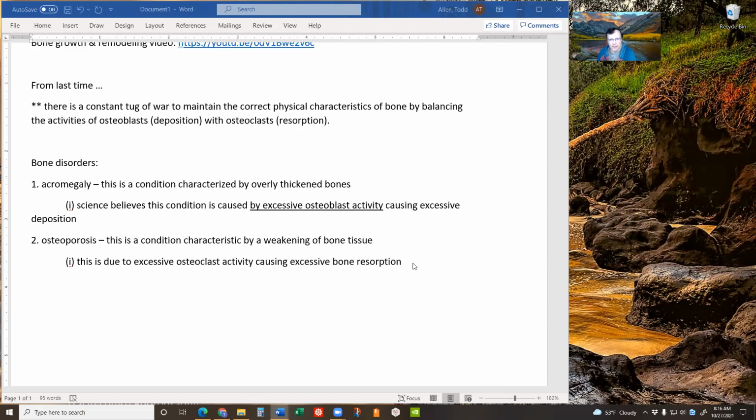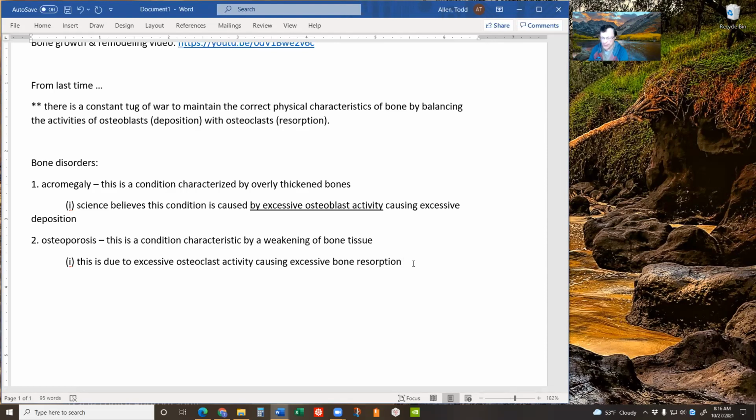Okay. All right, folks, we are going to leave this topic of bone cells, deposition, resorption. Any questions you'd like to ask before I move forward? Okay. All right, then let's continue forward here.